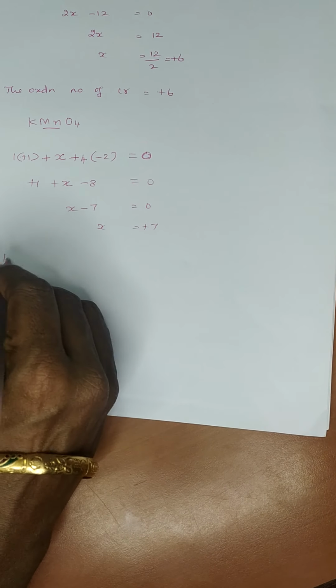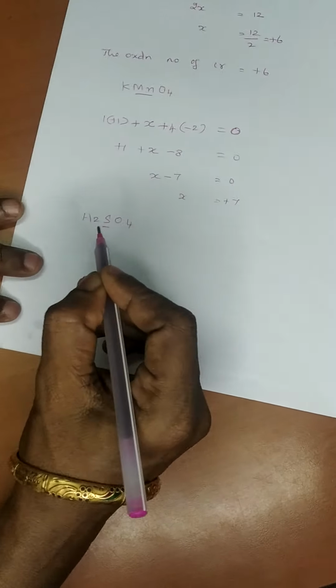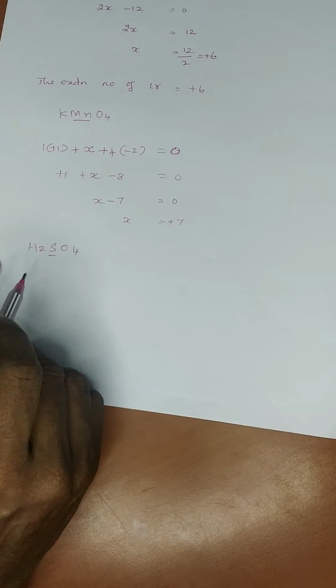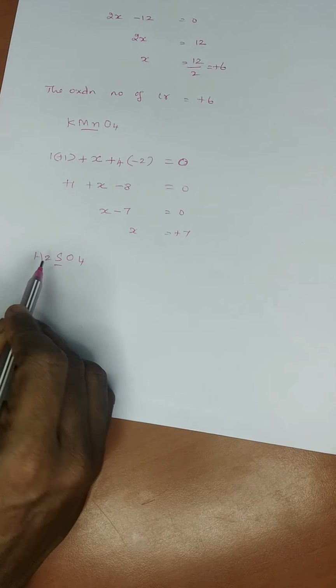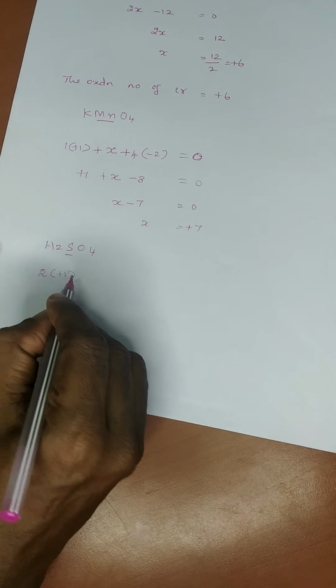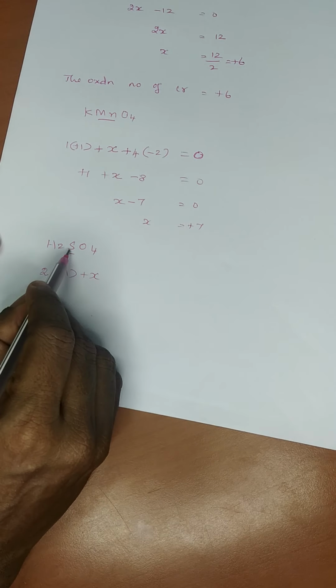Then, sulfuric acid, H2SO4. We have to find the oxidation number of sulfur in sulfuric acid. First, hydrogen. How many hydrogen atoms are there? 2 hydrogen atoms are there. So, we put 2. The oxidation number of hydrogen is plus 1. Plus, we don't know the oxidation number of sulfur, so X. There is only one sulfur atom.